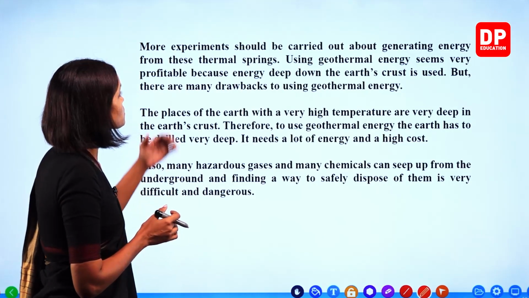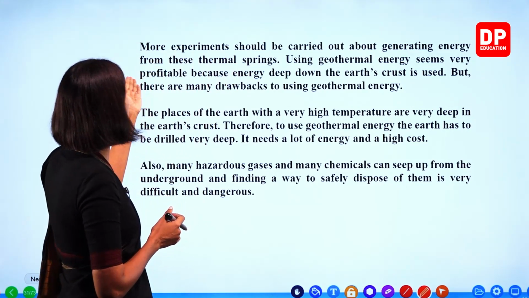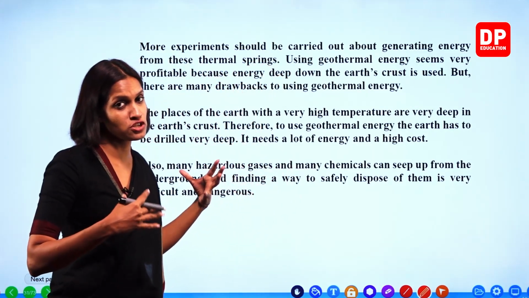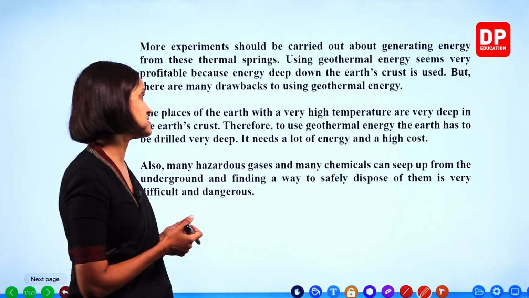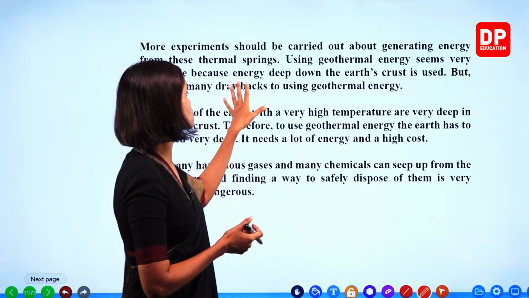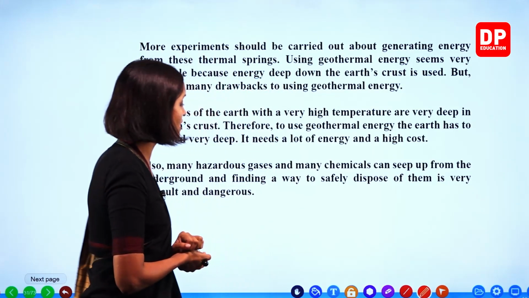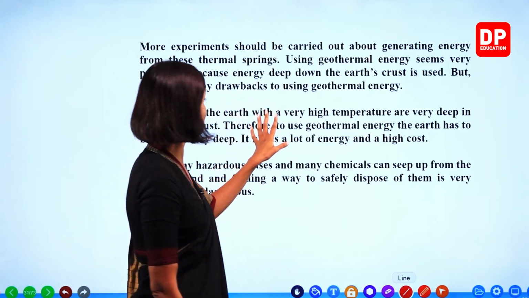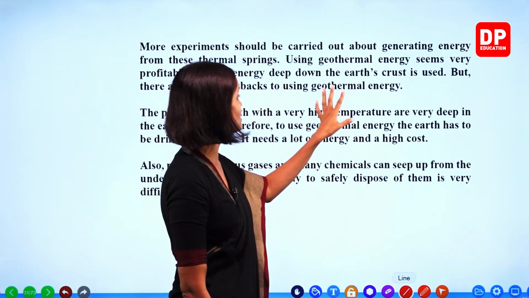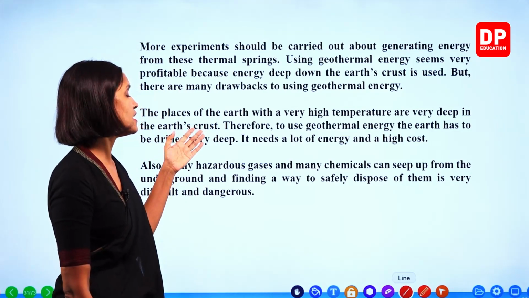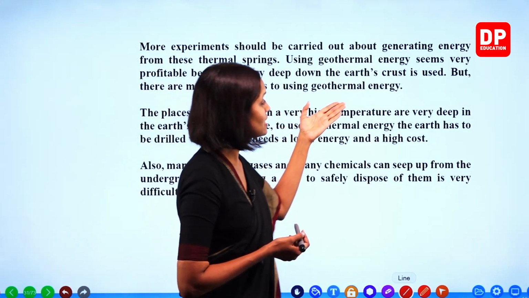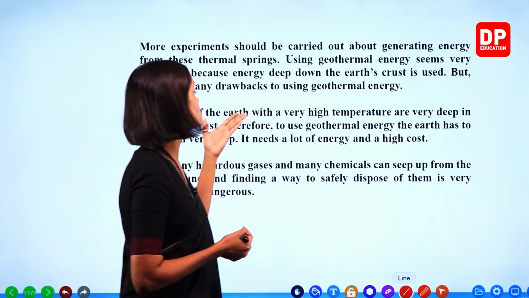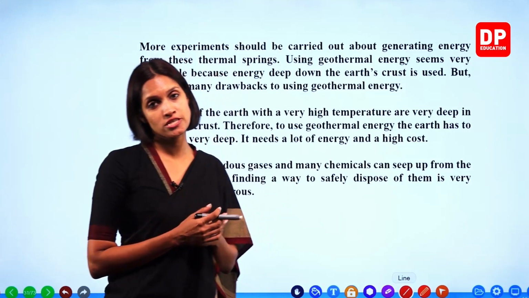Right, children? So using geothermal energy seems very profitable because energy deep down in the earth's crust is used. Naturally formed energy is used, but there are disadvantages as well. There are many drawbacks to using geothermal energy, right? What are these disadvantages? The places of the earth with a very high temperature are very deep in the earth's crust. Therefore, to use geothermal energy, the earth has to be drilled very deep. It needs a lot of energy and a high cost.